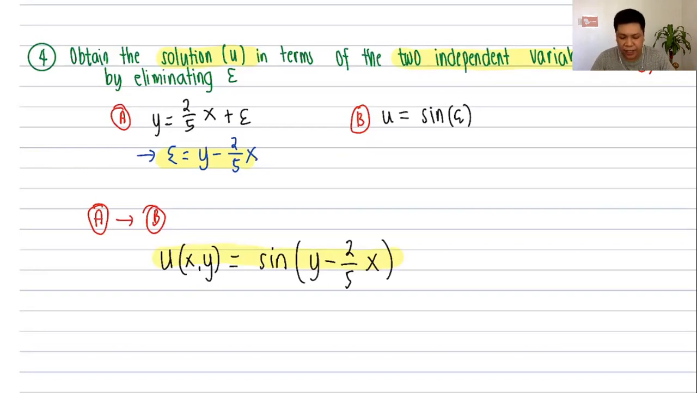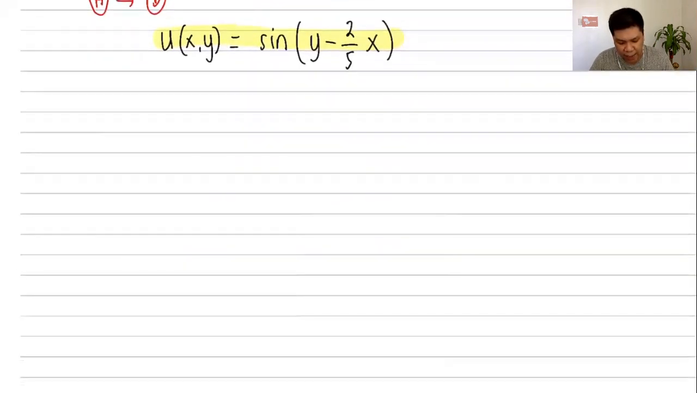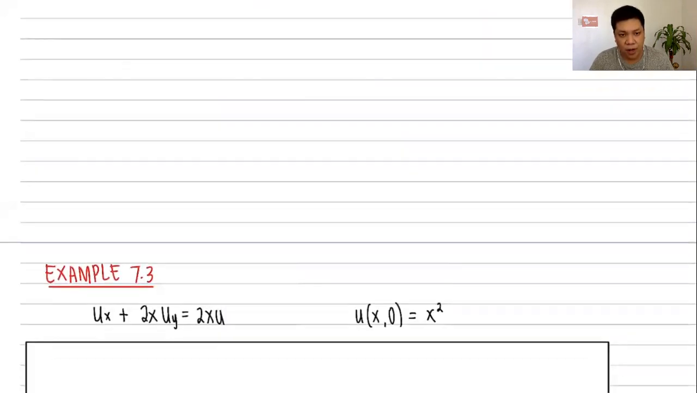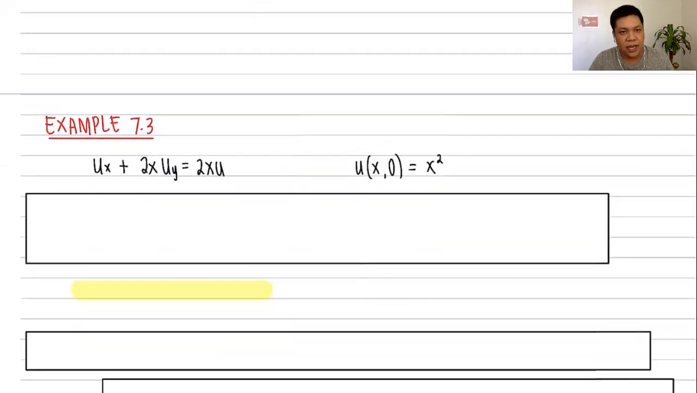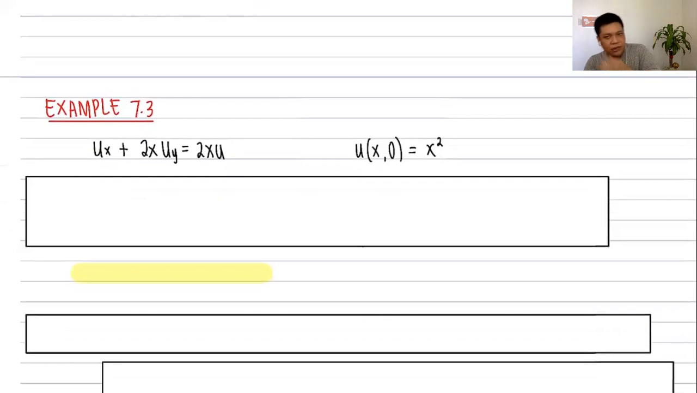Okay, let's proceed. Our next example is example 7.3. I already obtained here a copy of the example for you. Example 7.3 is ux plus 2x uy is equal to 2xu, given an initial condition u(x, 0) is equal to x squared.